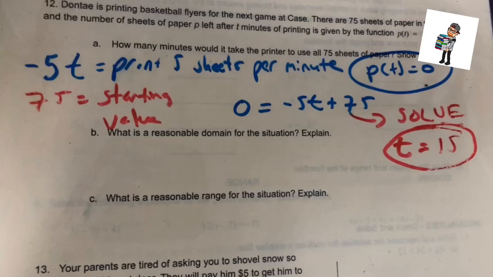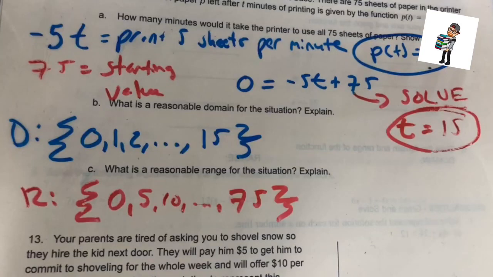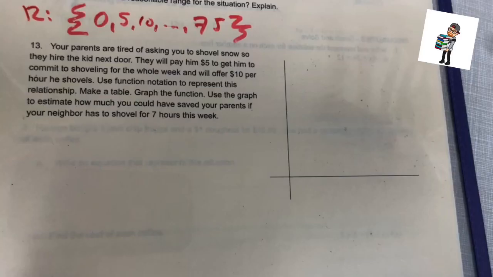So 75 is your starting value, and then to figure out how long it would take to print them, you need to set the total P of T to 0, and T is 15. Show your domain and range. If you did a continuous domain and range here, I wouldn't be upset at it, although that does not qualify for half sheets. Read the situation, figure out your independent variable, and then we need to make a representation.